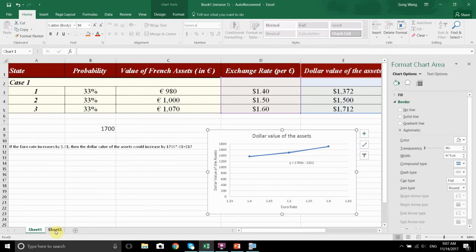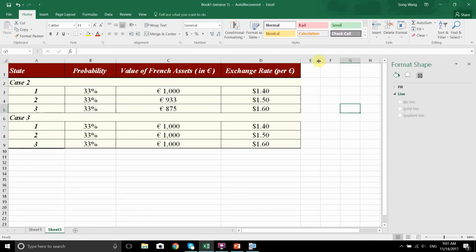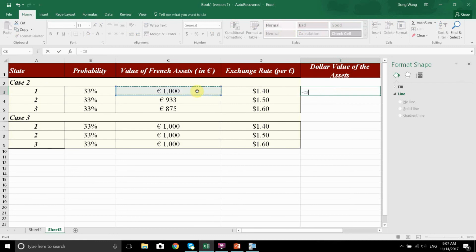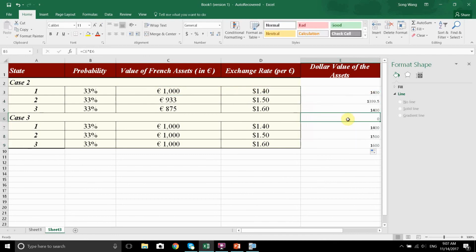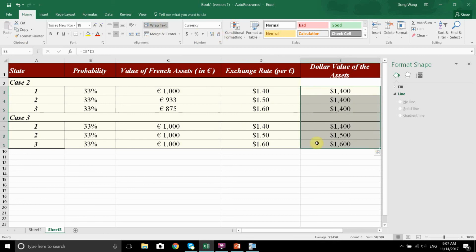I can do the same thing for the other 2 cases. So once again, you're going to get the dollar value of the assets. You multiply the euro value by the exchange rate. So right here, and I'm going to change this format by using format painter.